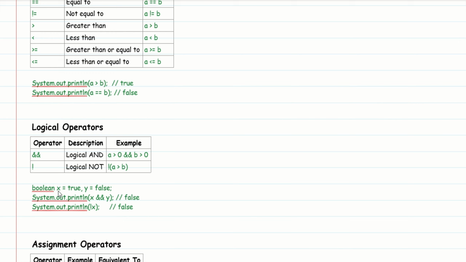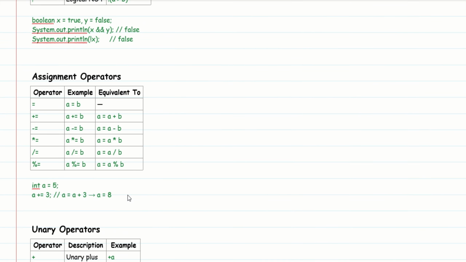You can see here x is true, y is false. So the and of x and y will be false, and not of x will be false. It's always the opposite. If you give true, the not of true will be false, and not of false will be true. Then we have assignment operators, which are used to assign values to variables.